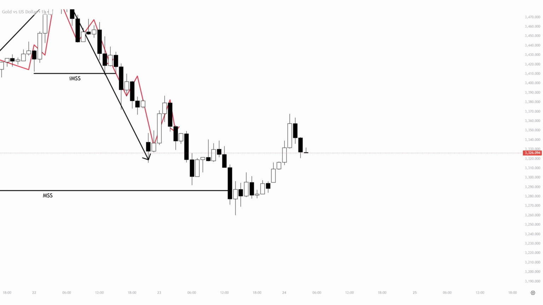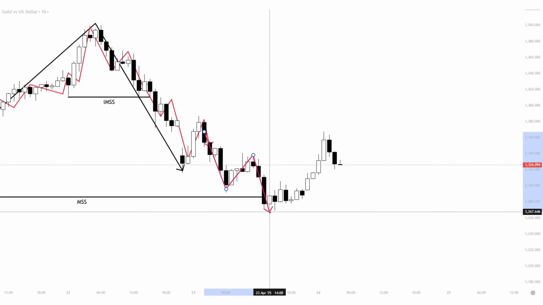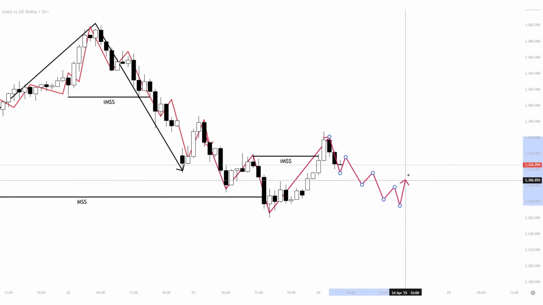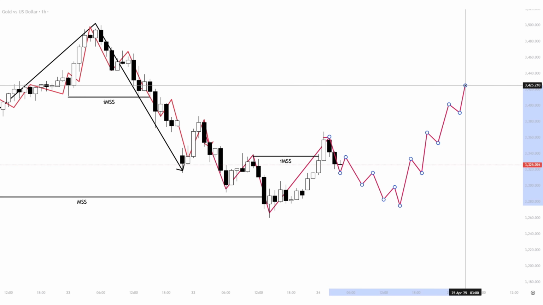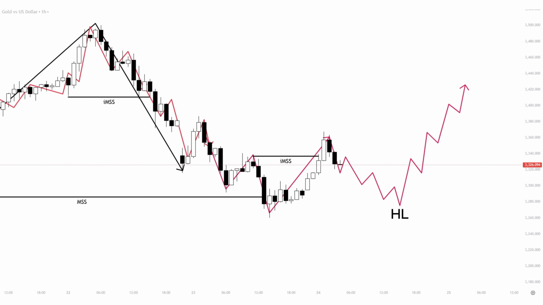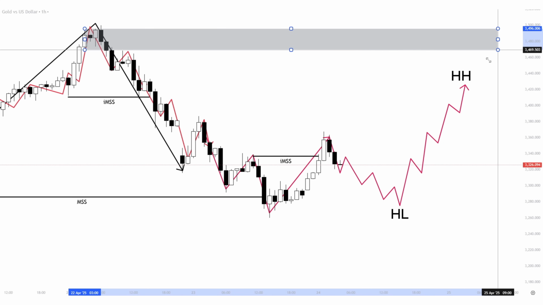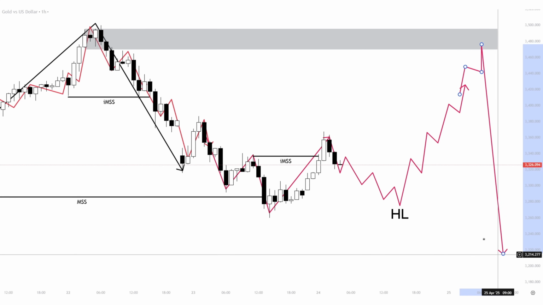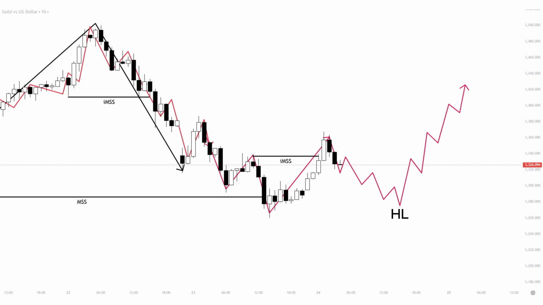But first, we see here that we've got an internal market structure shift, the market basically breaking up above the last low time frame internal lower high, which formed an internal higher high. So what we would expect now is that the low time frame trend should follow an uptrend by forming a higher low, then higher high, all the way up near the swing highs, but not above the swing highs, because the high time frame trend is still bearish. It's just the low time frame trend that is bullish.